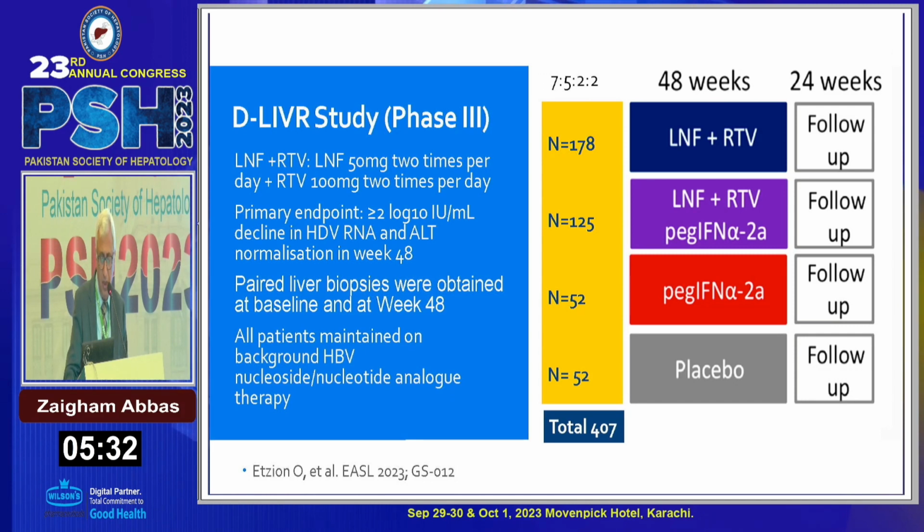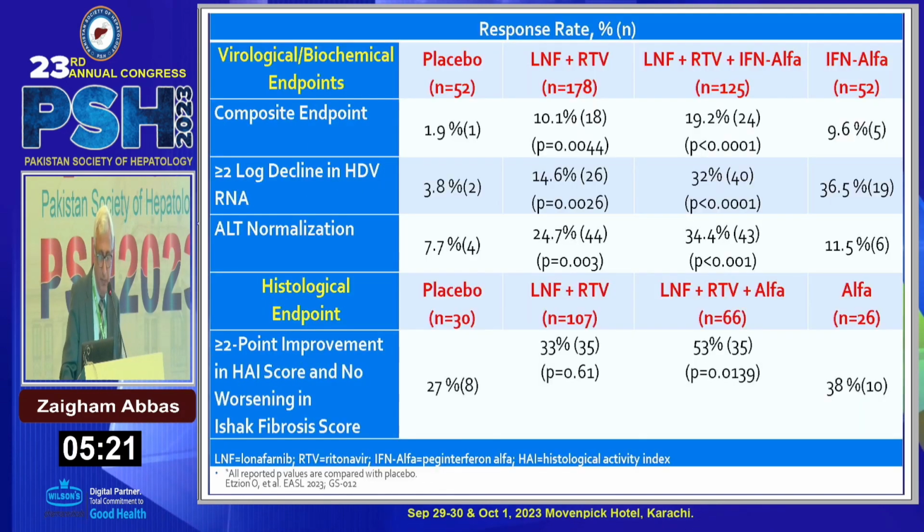There were 4 arms. One arm was lonafarnib with ritonavir, another was lonafarnib with ritonavir and pegylated interferon, then pegylated interferon alone, and placebo. We can see that the response rate of triple therapy was much better than placebo, and the response rate was better than lonafarnib with ritonavir alone.